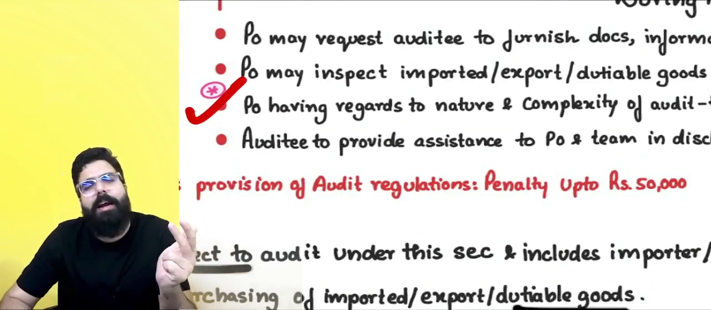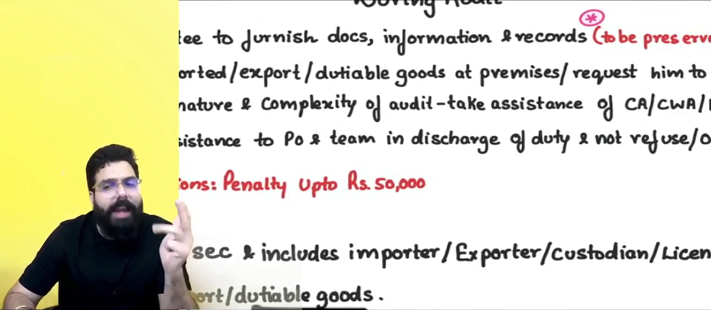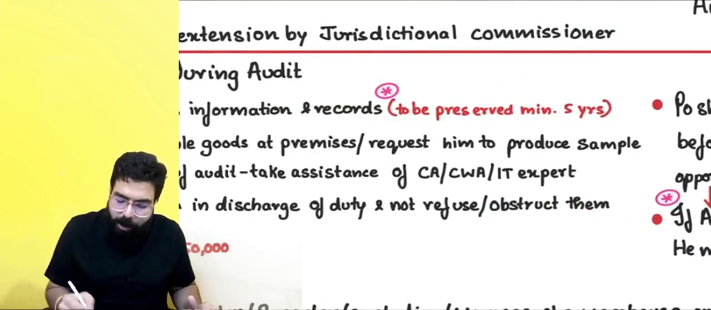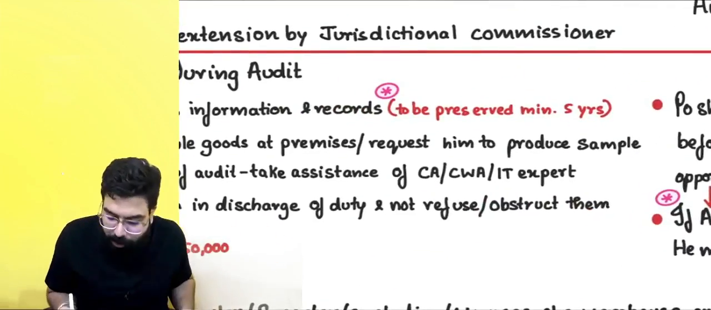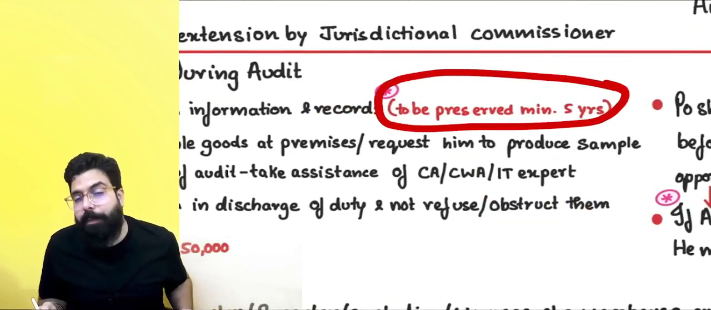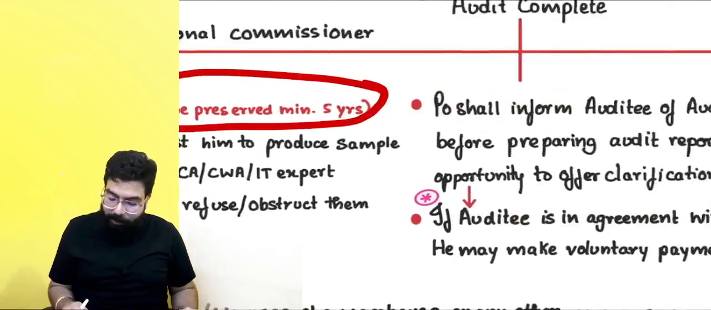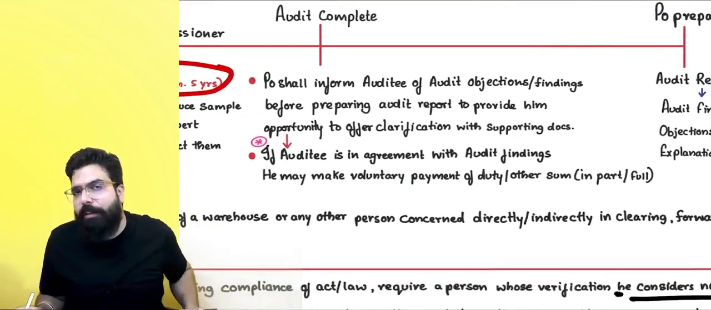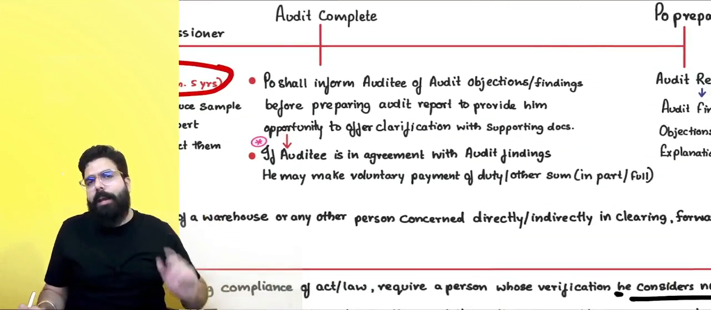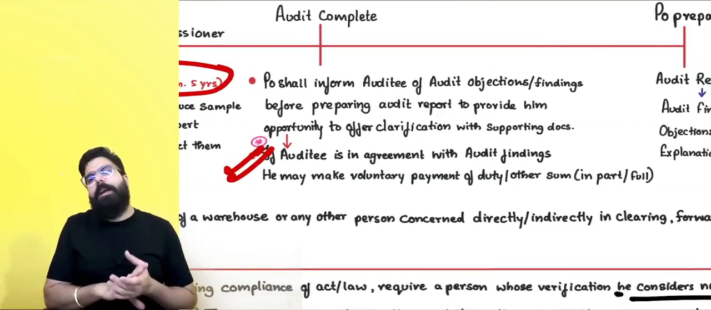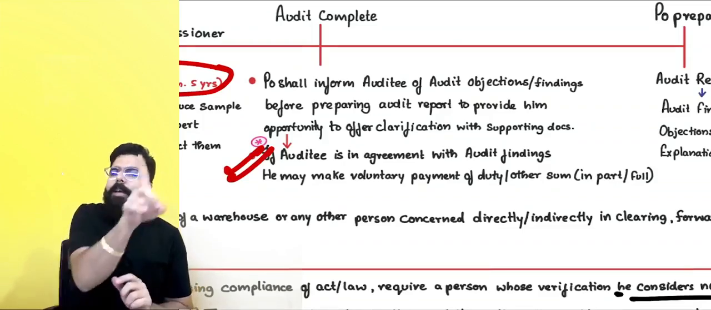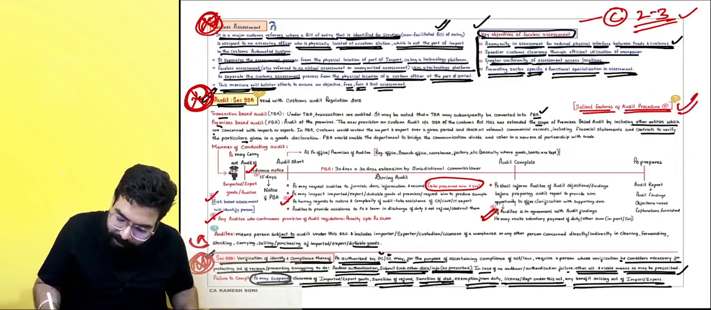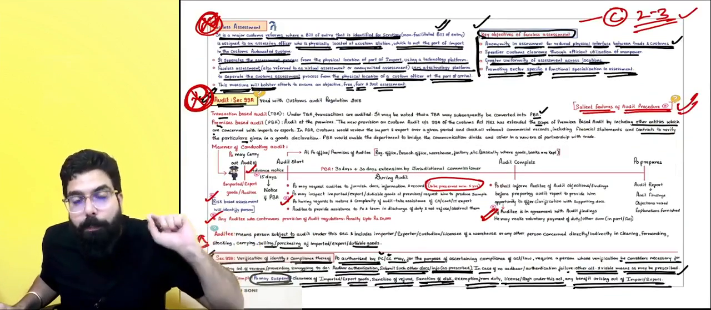The proper officer, having regard to the nature and complexity of audit, can take the help of a chartered accountant, cost accountant, or IT expert. Sir, always remember, the accounts and records of a person are to be kept for how many years? 5 years. They have to be preserved. Sir, if after the audit a person is in agreement with the audit findings, he can make voluntary payment either in full or part, and the same shall be recorded in the audit findings. These are some of the salient features of audit procedures.